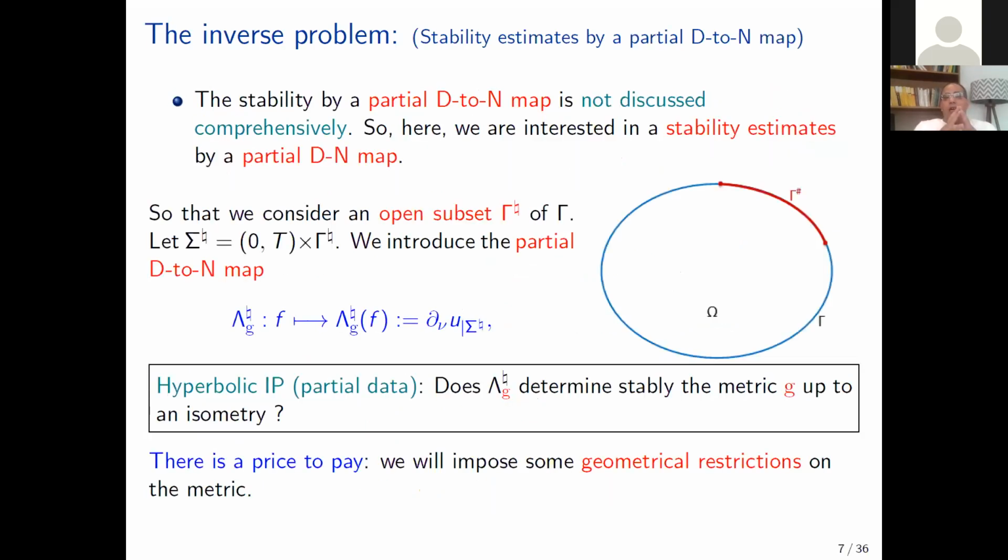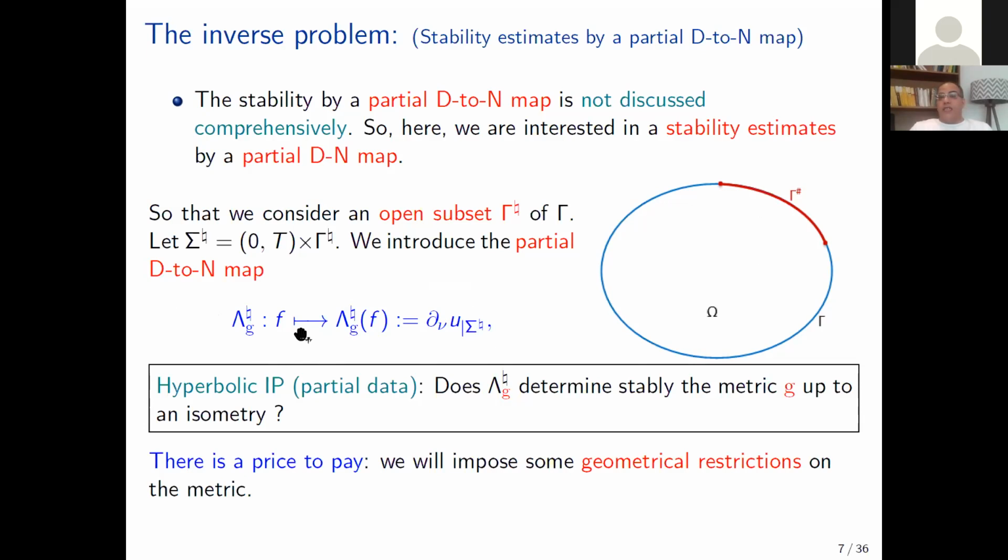But in my talk, I am interested in the determination of the metric by the partial Dirichlet-to-Neumann map, not the global Dirichlet-to-Neumann map. For example, if you assume that we have access only to a small portion of the boundary, Gamma sharp, then we can define the partial Dirichlet-to-Neumann map as follows. You consider any boundary condition f, then we have a unique solution, then we measure the flux of the solution only on the part Sigma sharp. Sigma sharp is Gamma sharp times (0,T). This is the partial Dirichlet-to-Neumann map.